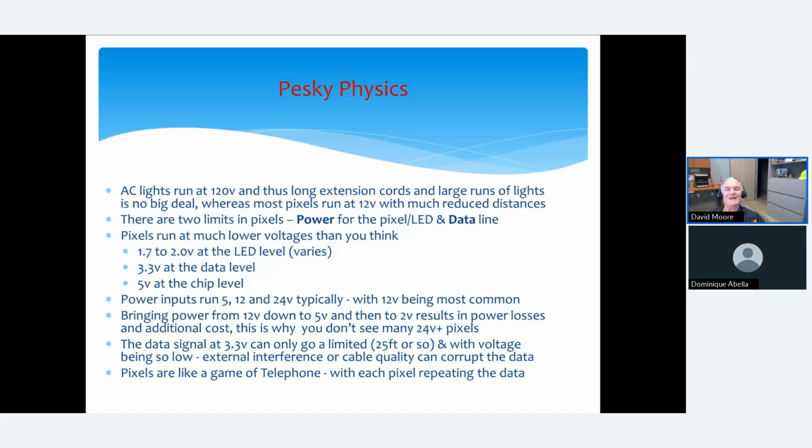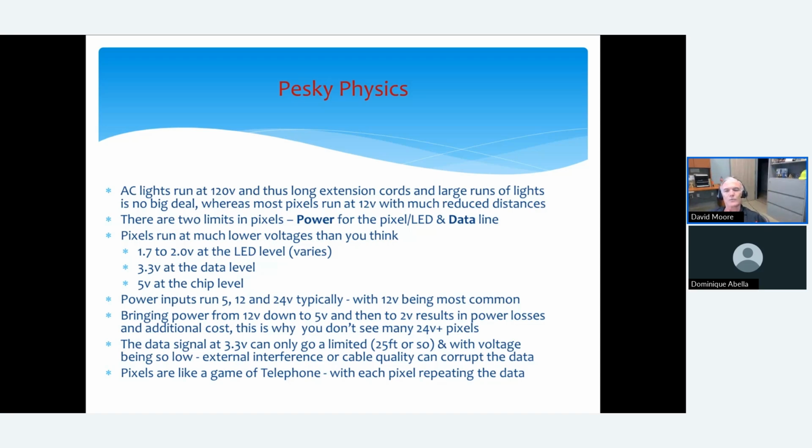Now, the chip itself typically will run at 5 volts. So whenever you look inside of a pixel, if you look at a 5-volt pixel versus a 12-volt pixel, the 5-volt pixel has fewer chips in it because it's not dropping the voltage down. It's already running at 5 volts, and then the chip itself is reducing the voltage down to the actual voltage and current necessary for the LED.